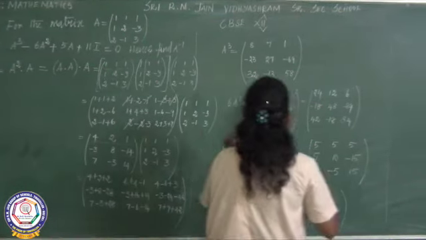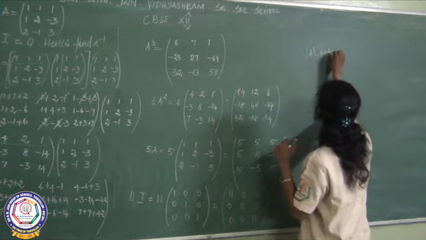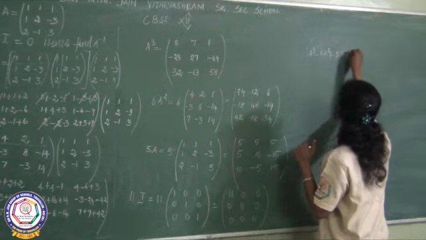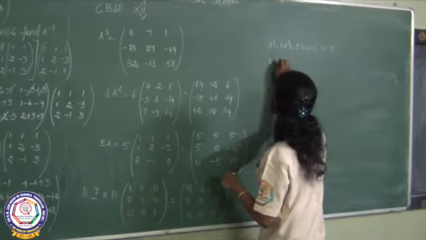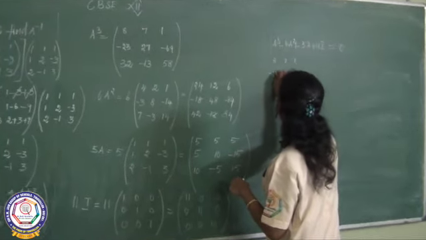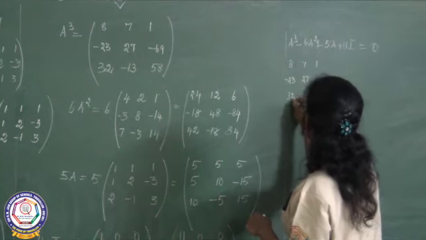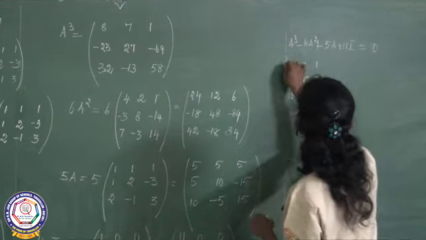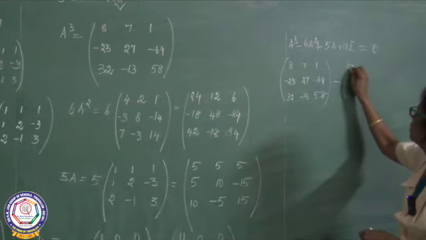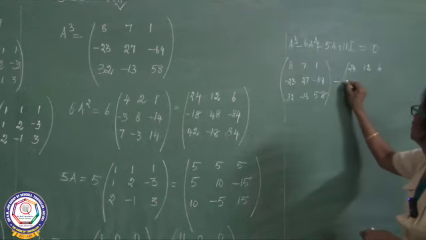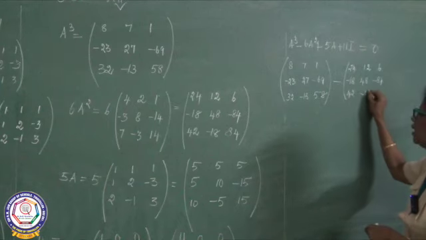Now we are going to substitute in that equation: A cube minus 6A square plus 5A plus 11I equal to 0. We are going to substitute in this. A cube: 8, 7, 1, minus 23, 27, minus 69, 32, minus 13, 58. Minus. Here we found only 6A square, minus is there, so you put minus 24, 12, 6, minus 18, 48, minus 84, 42, minus 18, 84.